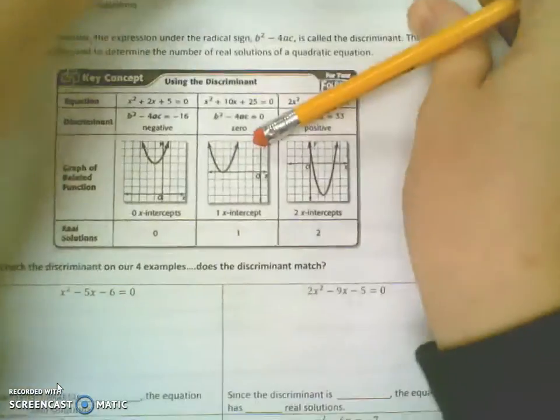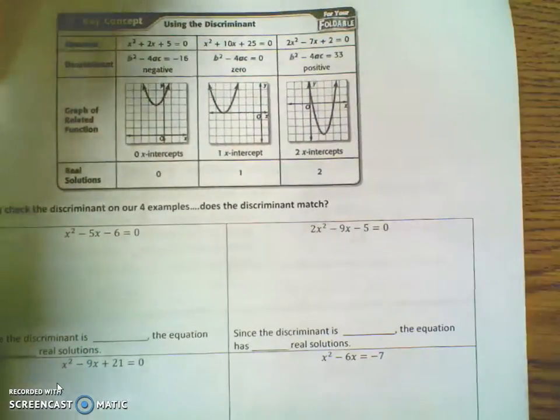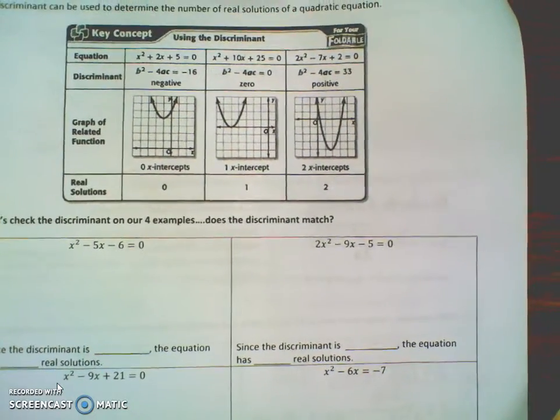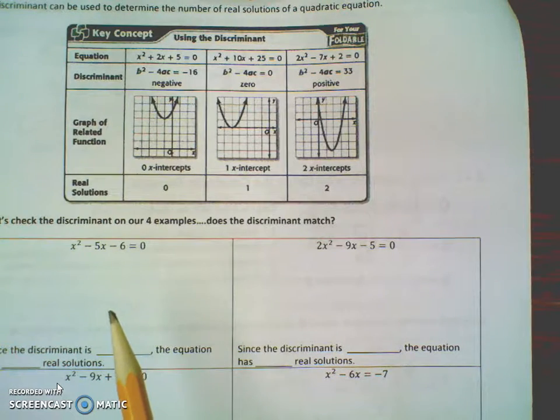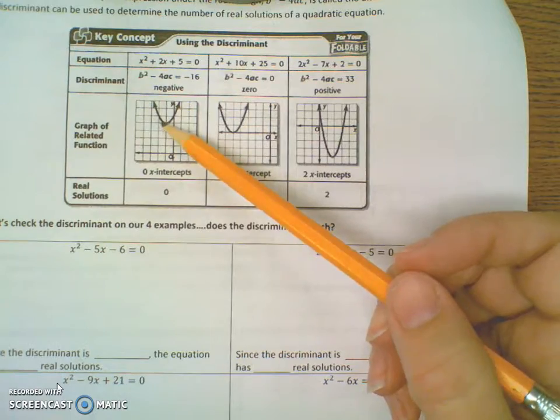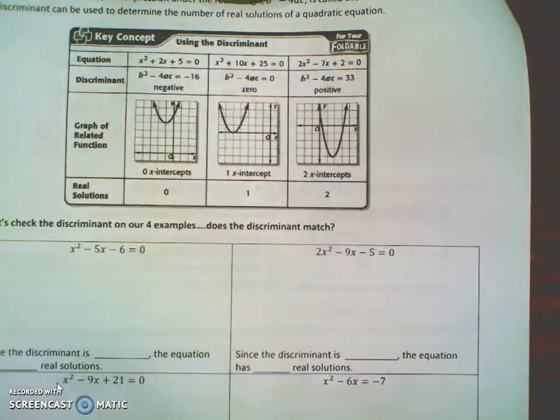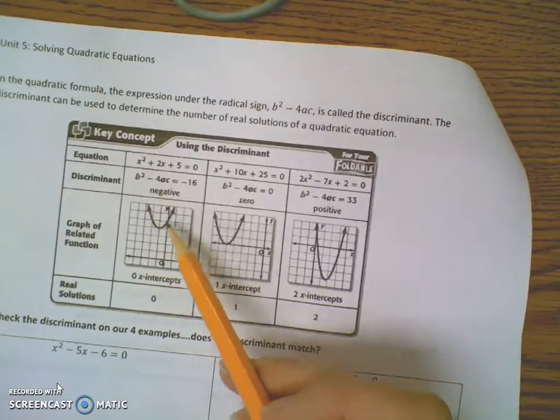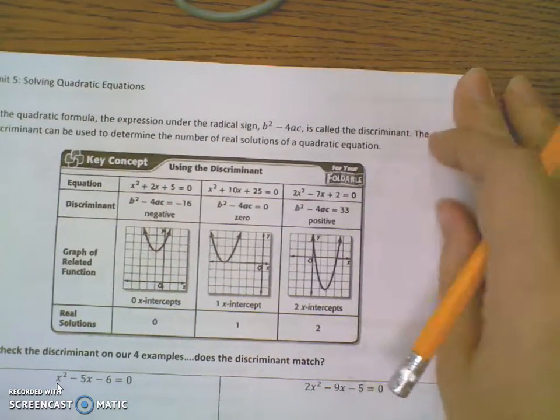Okay, let's take a look at something that can be time saving depending on what problems we're looking at here. You might remember from the very beginning of this unit when we talked about what these solutions mean, and it's possible that we have no solution. The one we just solved over here, no solution, looks something like this. It does not touch the x-axis at all.